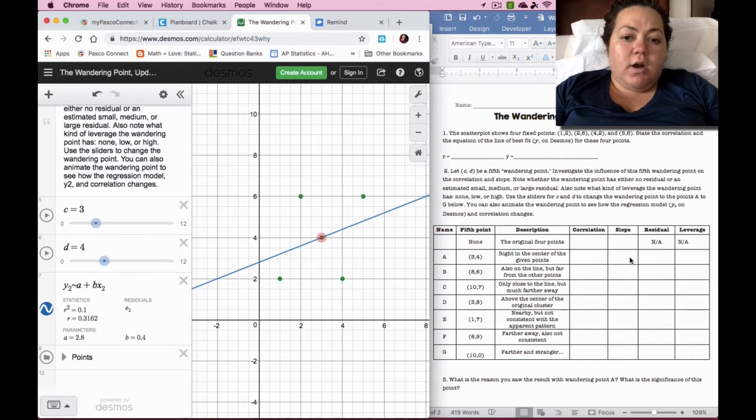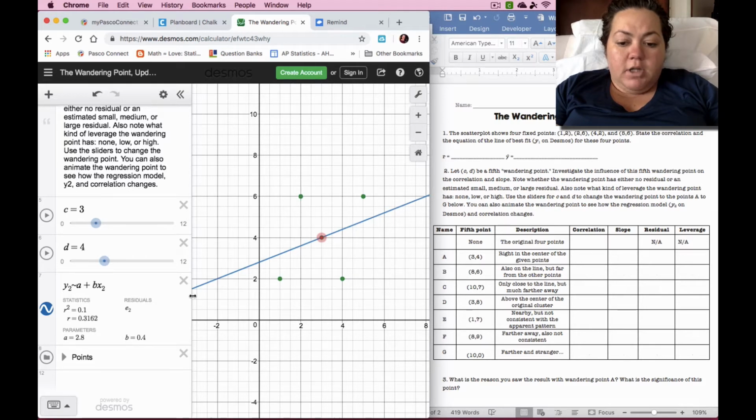Okay, so the residual is your actual value minus your predicted value. Well, if my actual value is on the line of best fit, it's on my prediction model, then what I'm predicting and what I'm actually getting are the exact same. So the residual is 0. And so that would not be really a leverage point at all. In order to be a leverage point, it has to greatly affect the slope.